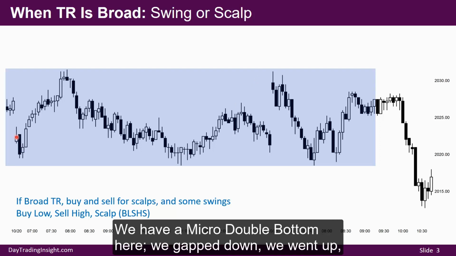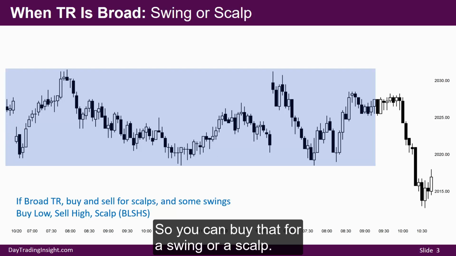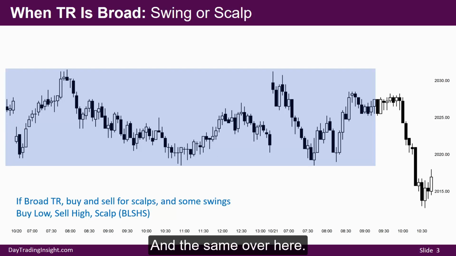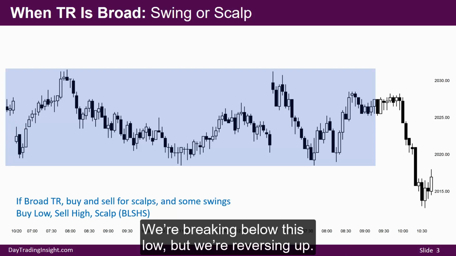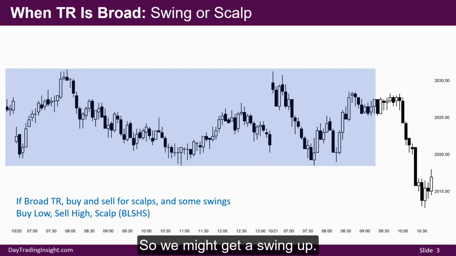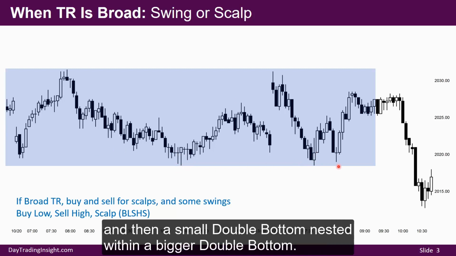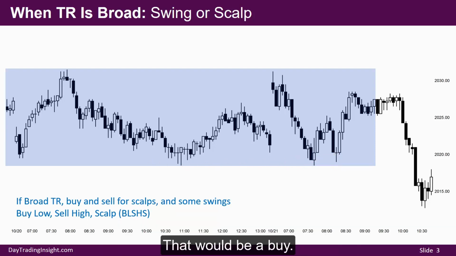We have a micro double bottom here. We gap down, we went up, we went down again, we're going up. So you can buy that for a swing or a scalp. And the same over here. We're breaking below this low, but we're reversing up, micro double bottom, and the market's stalling. So we might get a swing up. And then another test of the bottom, possible double bottom, and then a small double bottom nested within a bigger double bottom. So that would be a buy.